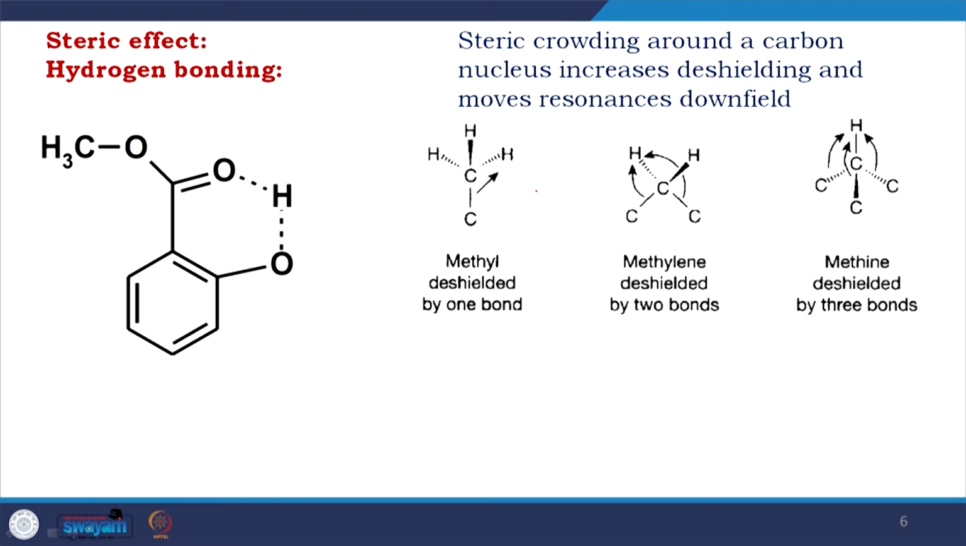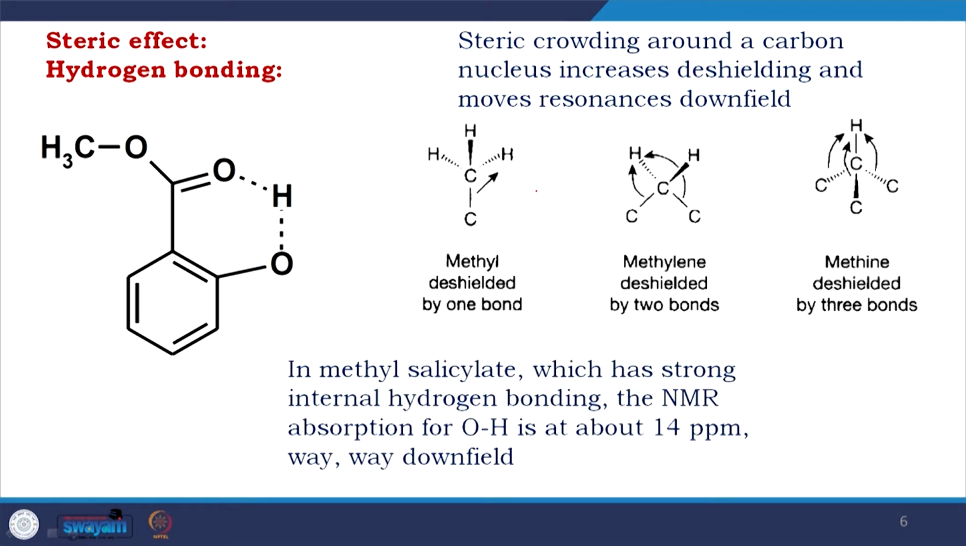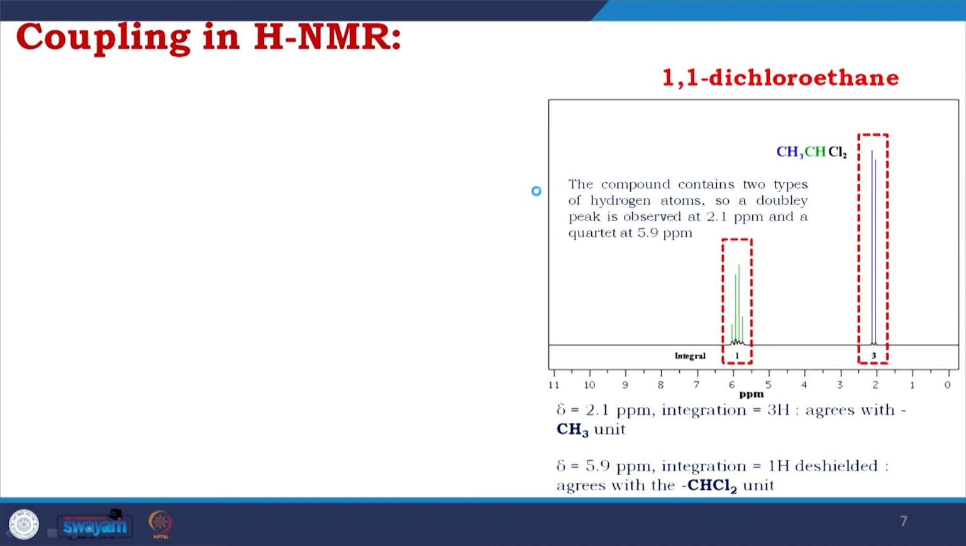Hydrogen bonding, we have taken the example of methyl salicylate. In methyl salicylate, which has strong internal hydrogen bonding, you see the hydrogen bonding here, the NMR absorption of the hydroxyl group is at about 14 ppm, way downfield. So, we have seen the different factors affecting the chemical shift, and now we are coming to the point where we finished the last class, which is coupling in NMR.